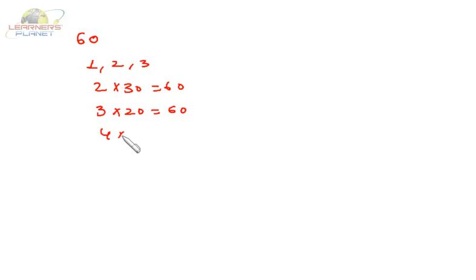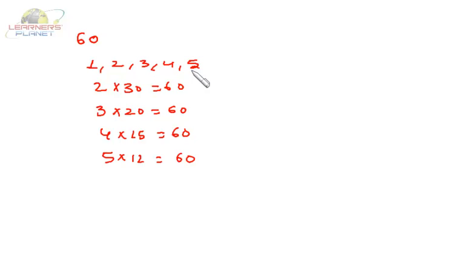Then 4 into 15 is 60. That means 4 will also be a factor. Then 5 into 12 is 60. That means 5 will also be a factor. So the first 5 factors are 1, 2, 3, 4 and 5.